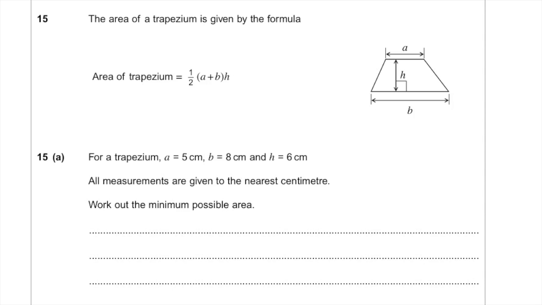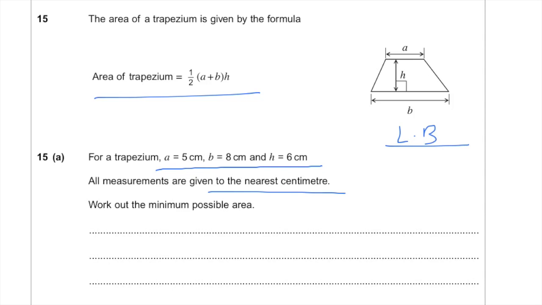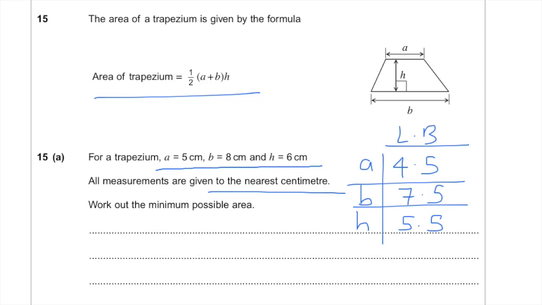Question 15. The area of a trapezium is given by this formula here. For a trapezium, A equals 5 cm, B equals 8 cm, and H equals 6 cm. All measurements are given to the nearest centimetre. Work out the minimum possible area. So we need to know what the lower bounds are for each of these values. Now the lower bound for A is 4.5 centimetres, the lower bound for B is 7.5 centimetres, and the lower bound for H is 5.5 centimetres.